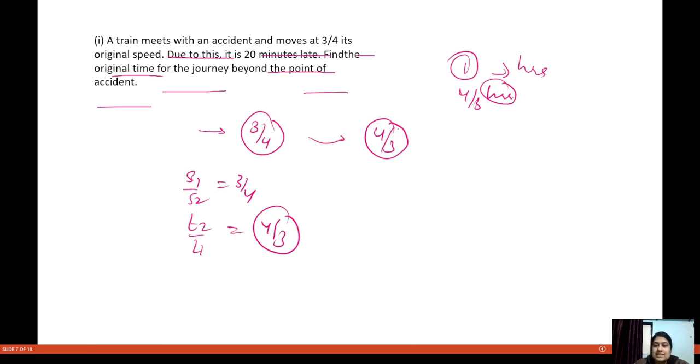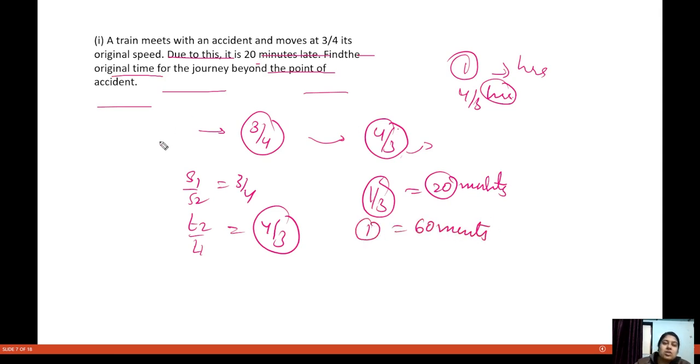So how much is the extra time? 1 by 3. 1 by 3 of the original time is the extra time. Now this 1 by 3 is equal to how much? 20 minutes. So that means the entire time is equal to 60 minutes. So earlier the total time taken was 60 minutes.